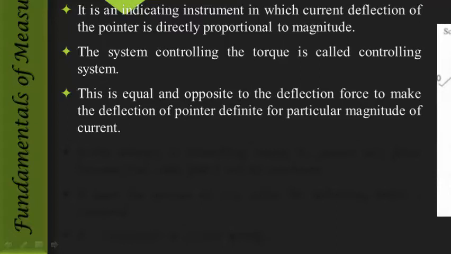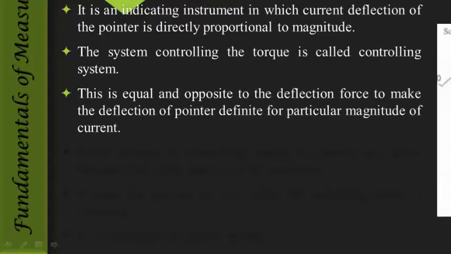So what would happen if there is no controlling force or controlling torque? The pointer would overshoot or move to a final or exceeding value. You can see the exceeding value is above 5. So if there is no controlling torque or controlling force, then the pointer would not be in a particular position proportional to the current, but instead it will move or overshoot to the maximum value.